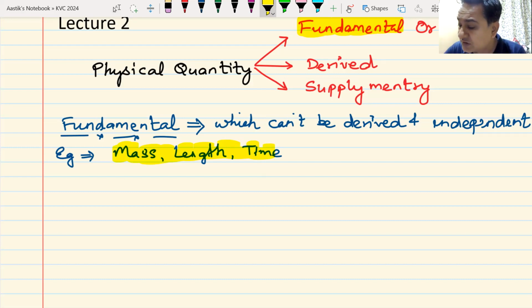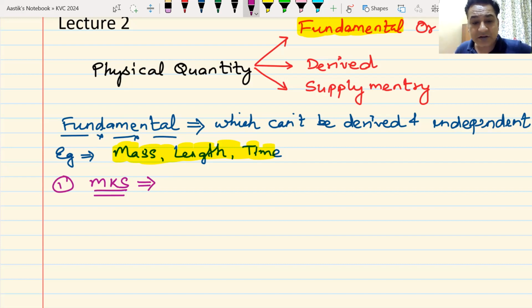Do you know what those systems were? What was the first system based on these three fundamental quantities known as? The MKS system. Very correct. MKS system of fundamental quantities. It had only three fundamental quantities.